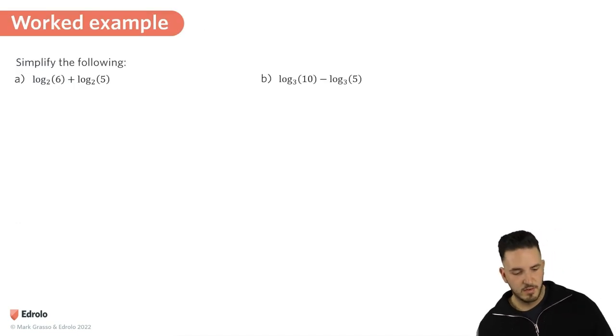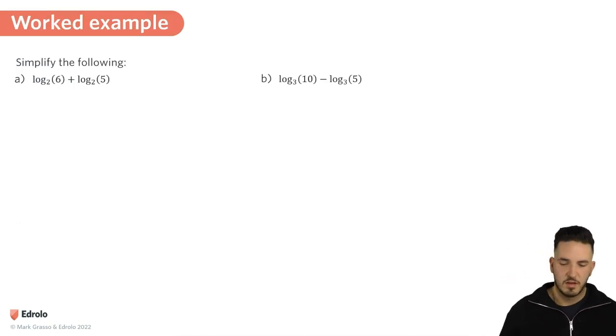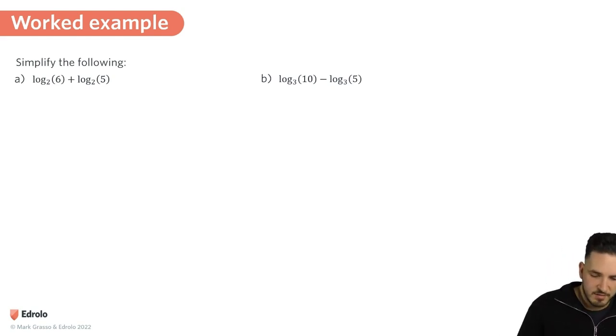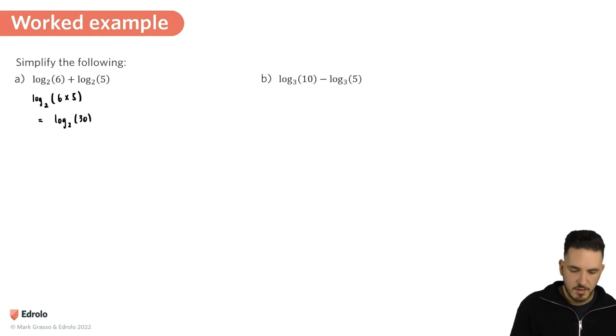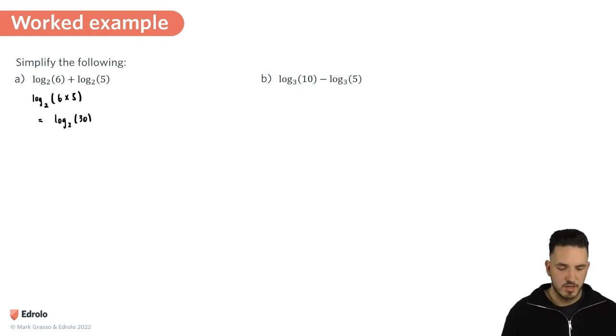So simplify the following. We've got log 2 of 6 plus log 2 of 5. Again, we're adding logarithms, meaning we're multiplying the arguments, the inside parts of the logarithms, as people like to remember it. So log 2 of 6 plus log 2 of 5 is going to become log 2 of 6 times 5, which is equal to log 2 of 30. I always like students to think about, can we simplify that 30 to a base of 2 in any way? In this case, we cannot, so we simply leave our answer as log 2 of 30.